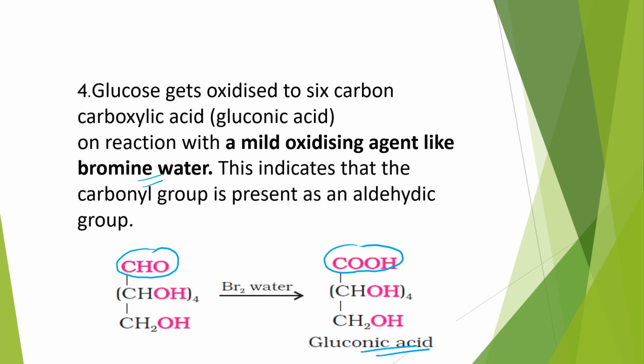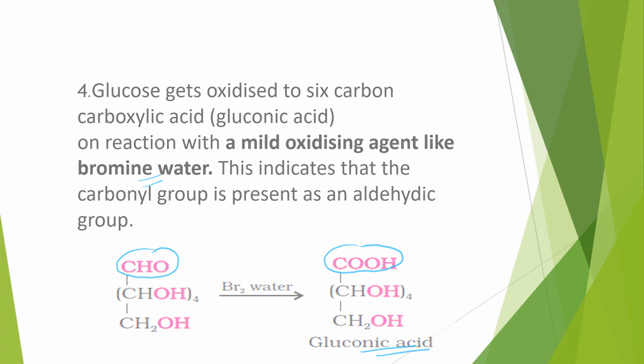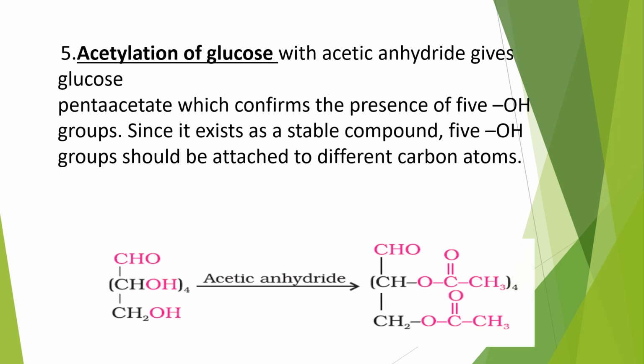Now next is the acetylation of glucose. So how is acetylation of glucose done? First, glucose is treated with acetic anhydride and it leads to the formation of glucose pentaacetate. So wherever OH groups were present, it leads to the formation of acetate groups. So this is glucose pentaacetate because 5 acetate groups are joined, and it suggests that 5 OH groups should be attached to different carbon atoms. This is the reaction.